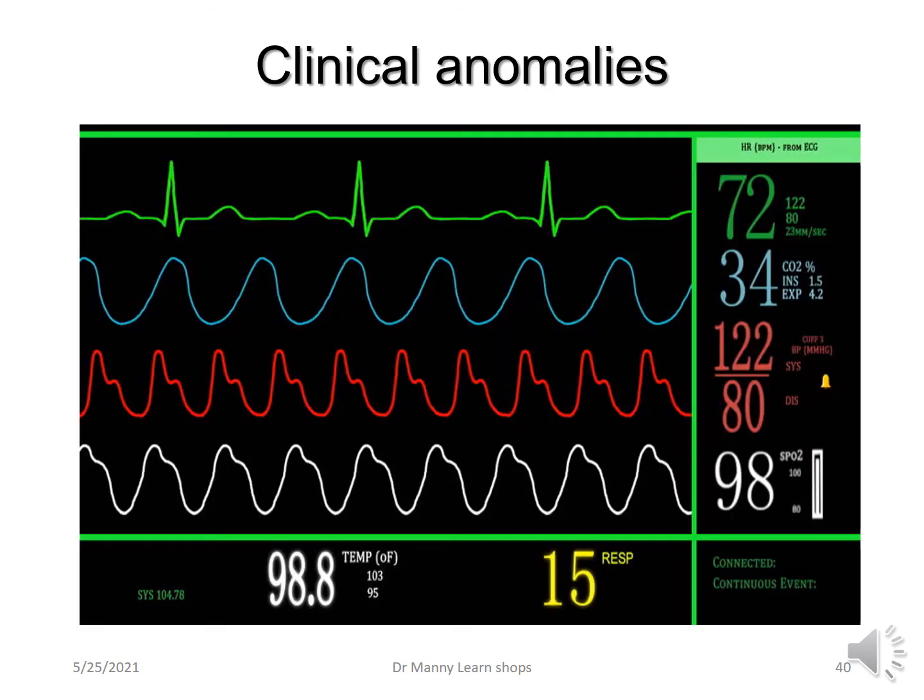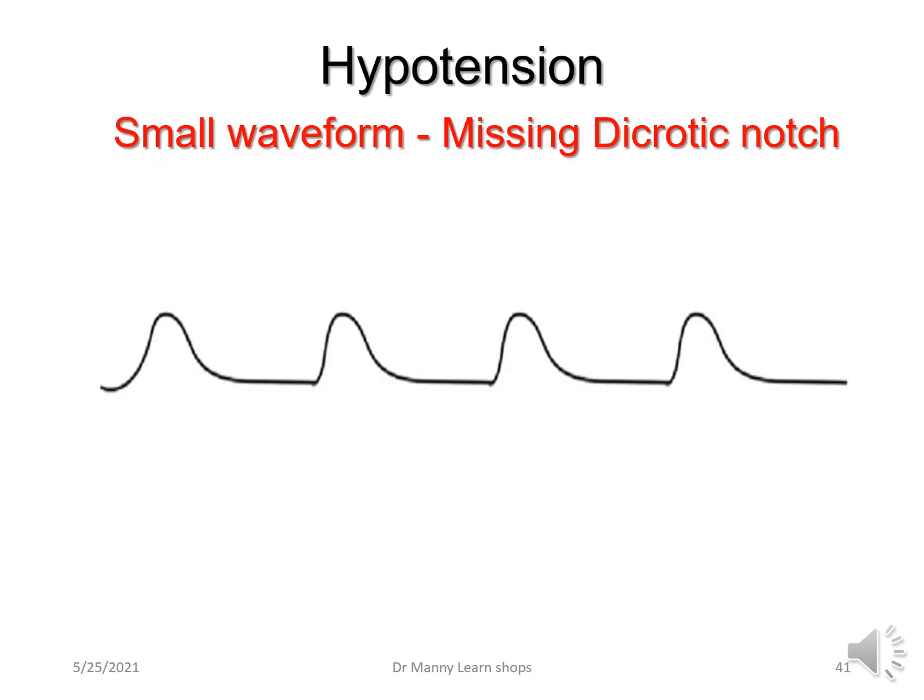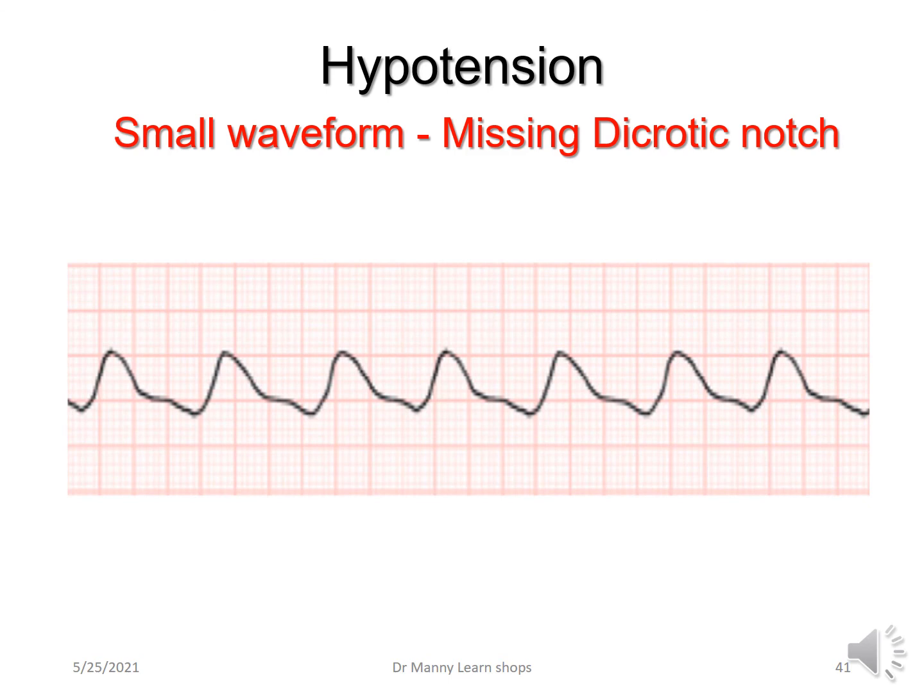If we look at some of the clinical abnormalities or anomalies that are associated with arterial pressure monitoring, these are just some of them. Your patient can be hypotensive, and this can result in a small waveform, and you may have a diacrotic notch which is not visible. This can also be seen, as we said earlier, in relation to overdamping. And this results in a waveform that is typically small, sluggish, and you may have a missing diacrotic notch.